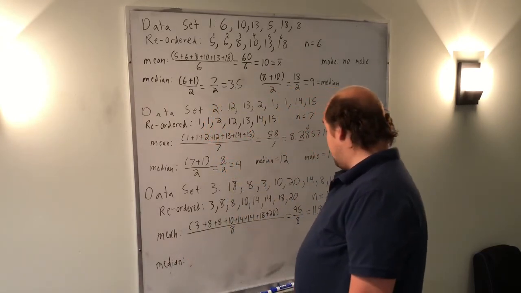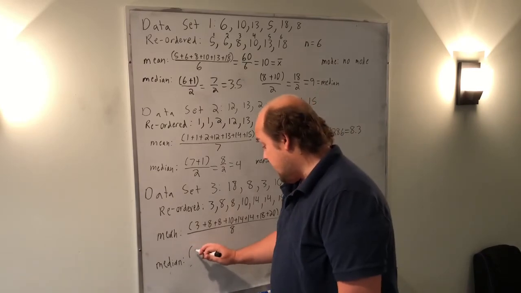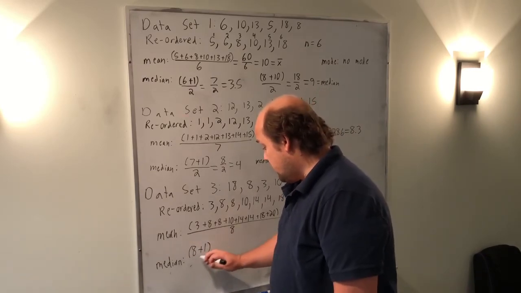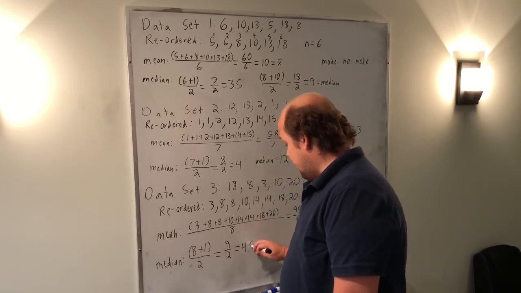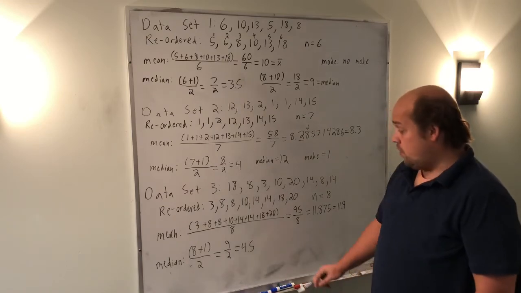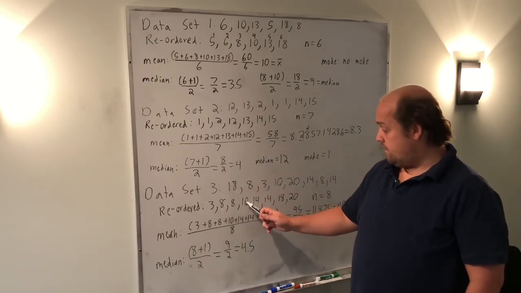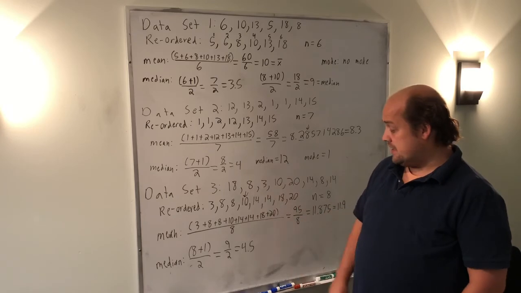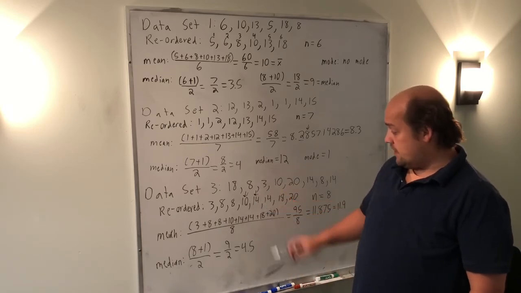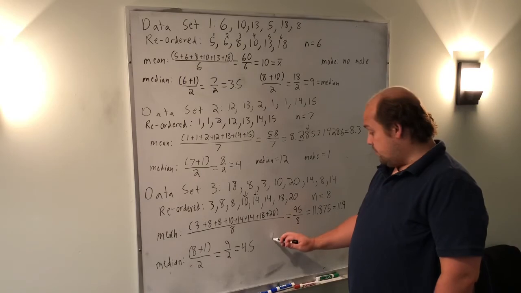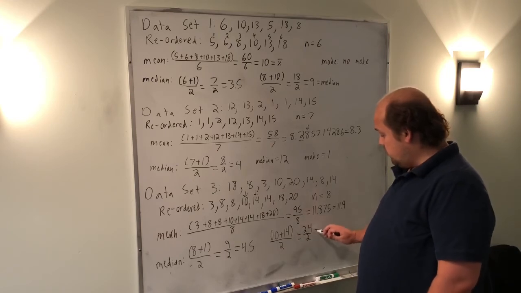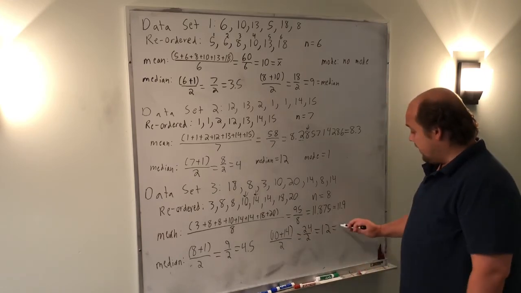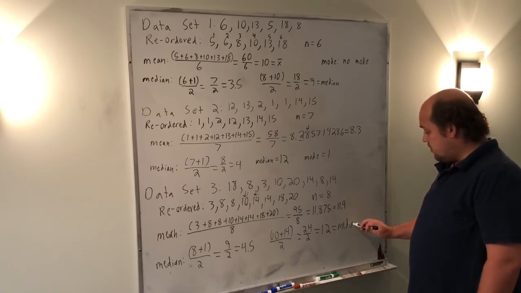Again, I'm using the position function that tells me I should be taking n, which is 8, plus 1, dividing it by 2. That gives me 9 divided by 2, or 4.5. As I count over, 1, 2, 3, 4. The 4th number is 10. The 5th number is 14. So I want between the two, that's why I take 10 plus 14 divided by 2. That gives me 24 divided by 2, which gives me 12. 12 is the median for this data set.